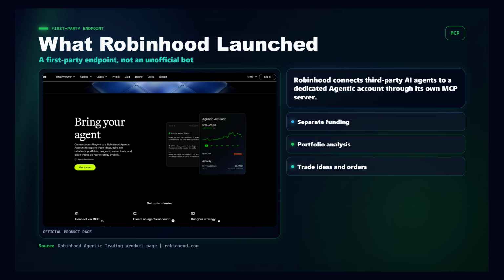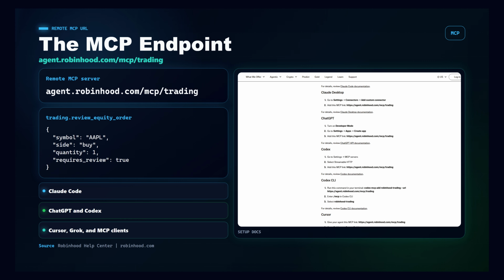It is a first-party brokerage endpoint designed to work with the same agent ecosystem developers already use for coding and productivity. The concrete hook is the endpoint. Robinhood's Help Center lists the trading MCP URL as agent.robinhood.com/mcp/trading. The docs also list setup paths for Claude Code, Claude Desktop, ChatGPT, Codex, Codex CLI, Cursor, Grok, and other MCP-compatible platforms. In other words, the product is built around a remote MCP server. Your agent client connects to Robinhood's server through a URL, then authenticates into a broker-controlled flow.